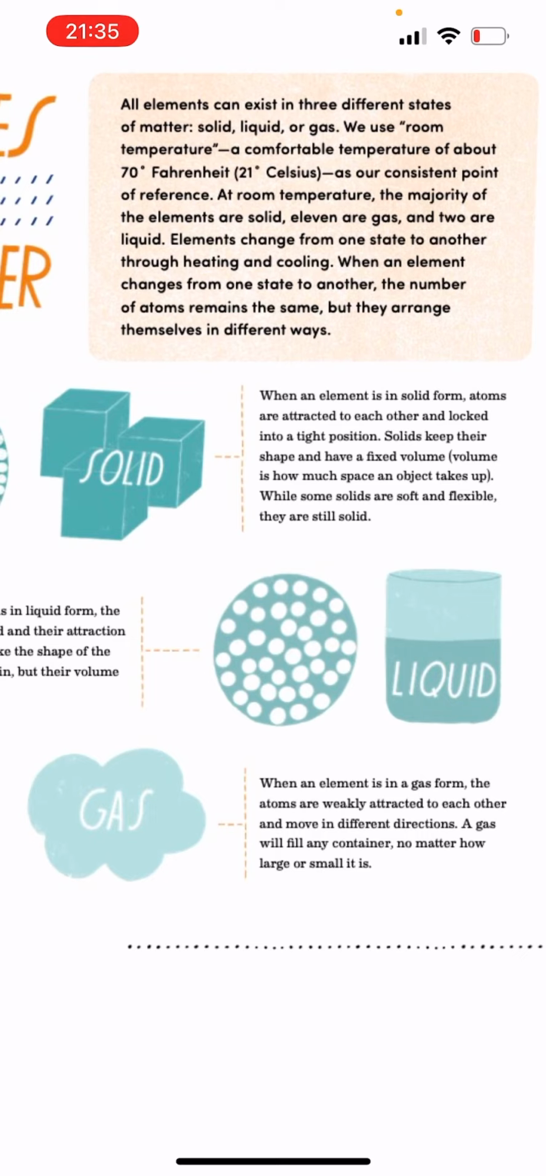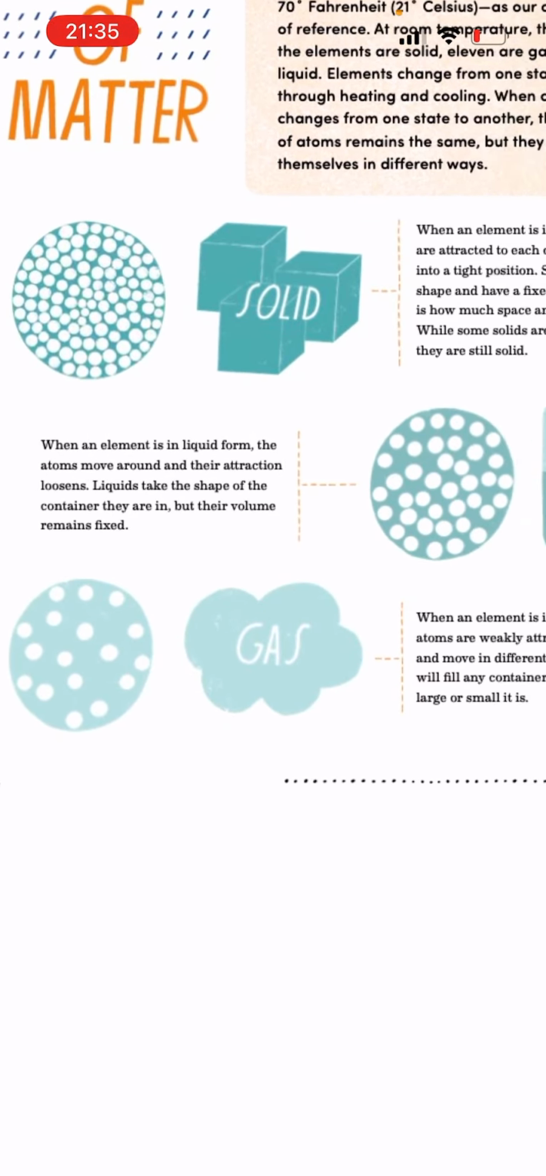Solid. When an element is in solid form, atoms are attracted to each other and locked in a tight position. Solids keep their shape and have a fixed volume. Volume is how much space an object takes up. While some solids are soft and flexible, they're still solid.